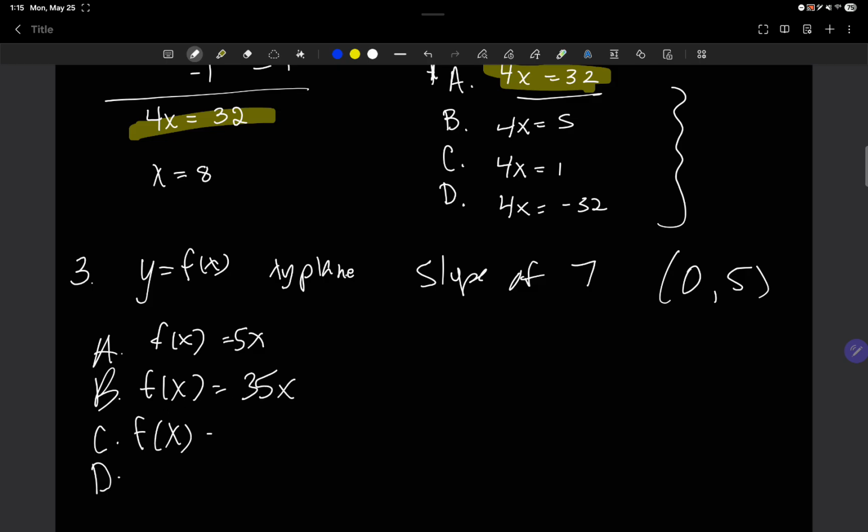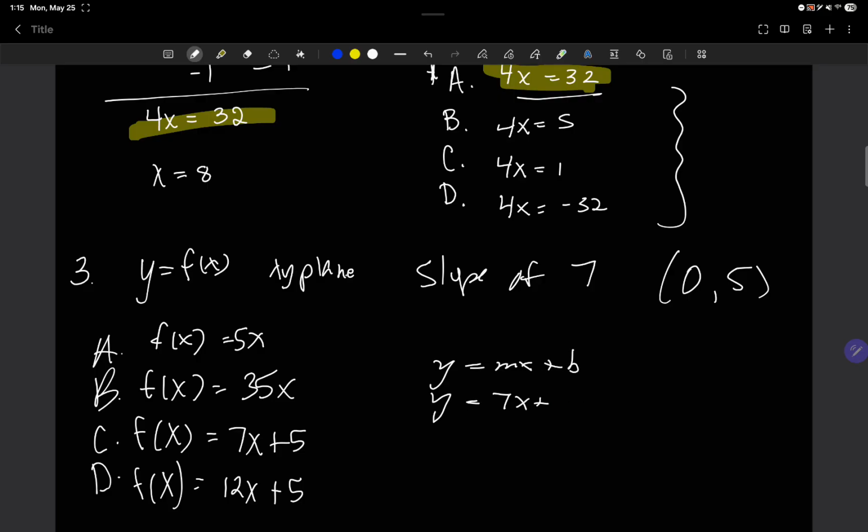So, it has a slope of 7 and passes through (0, 5). Okay, so it tells you the slope and it tells you the y-intercept. If we're looking at y equals mx plus b for slope-intercept form, we know that m is 7 and the y-intercept is 5. So it should be y equals 7x plus 5. Should be C. Yeah. All right.